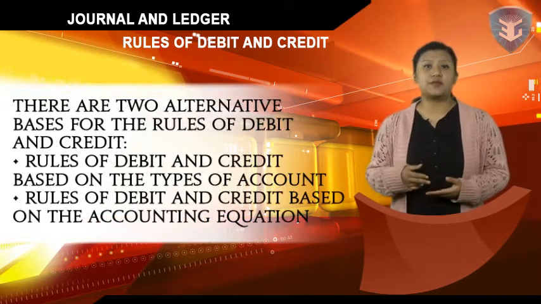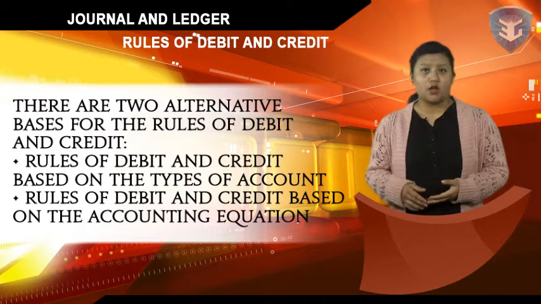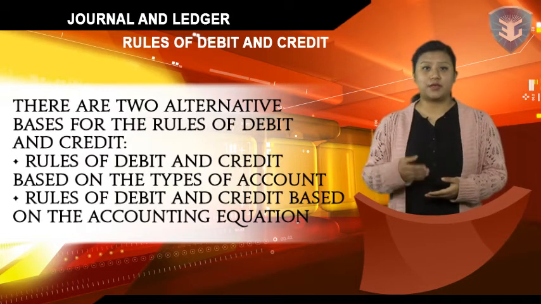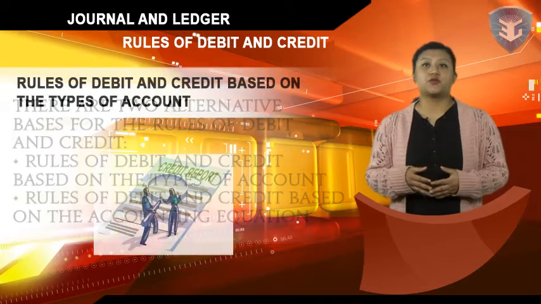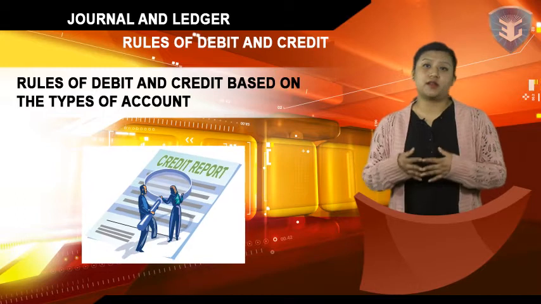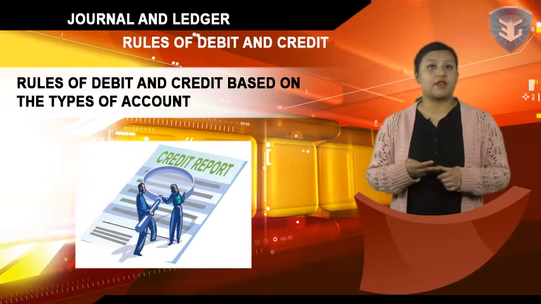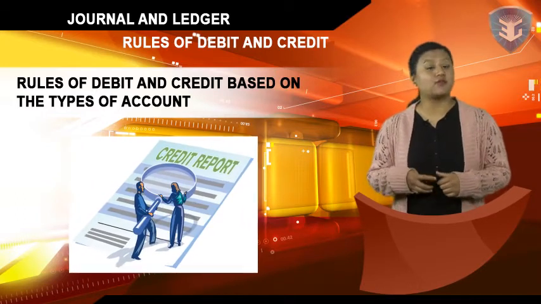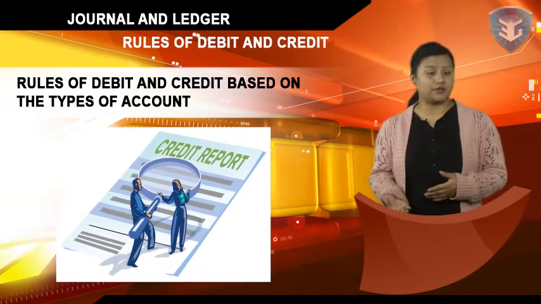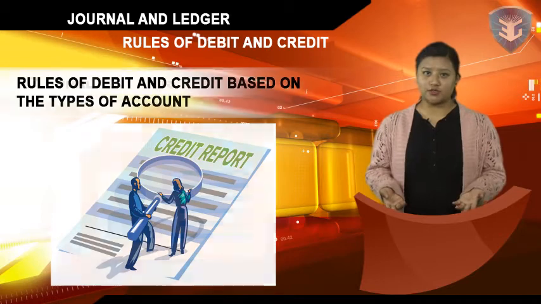There are two alternative bases for the rules of debit and credit: rules based on the types of account, and rules based on the accounting equation. First, the rules of debit and credit based on the type of account. Under the double entry system, accounts are classified into three types. They are personal accounts, real accounts and nominal accounts. For each of these types of accounts, there are three separate rules of debiting and crediting the financial transactions.